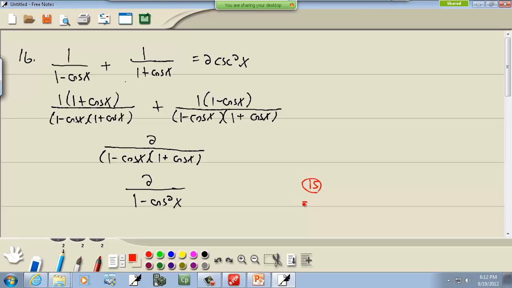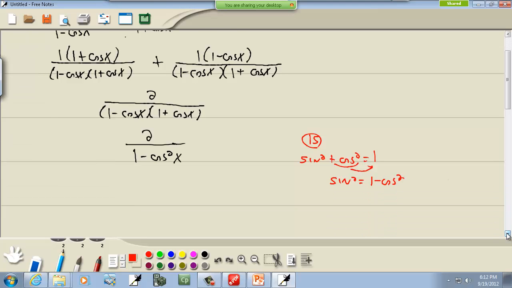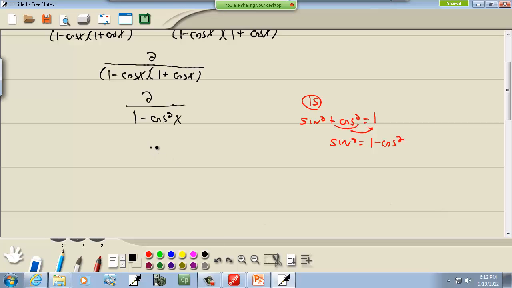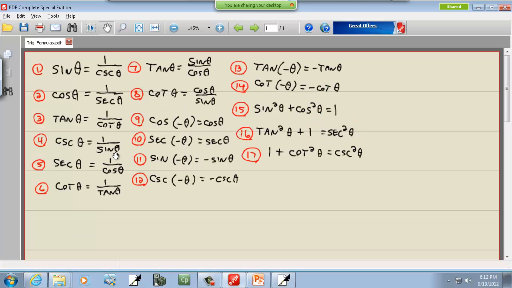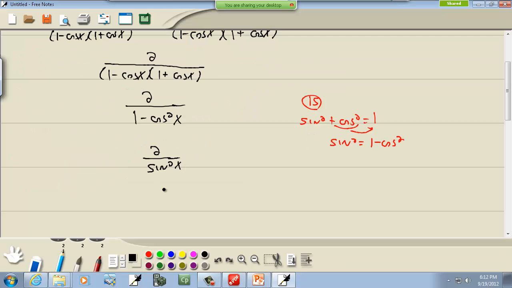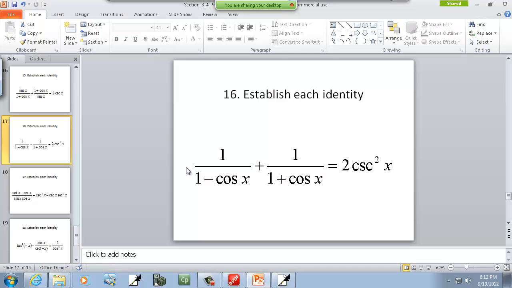And from 15, we have sine squared plus cosine squared is equal to 1. If I take the cosine squared over, we get sine squared is equal to 1 minus cosine squared. So I can rewrite this as 2 over sine squared. And 1 over sine is cosecant from number 4. So this becomes 2 cosecant squared x, which I think is what we're trying to prove.